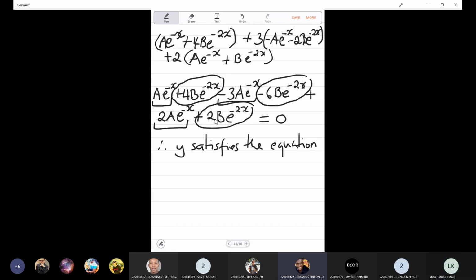Miss, do we have to check also in the question paper? What do you mean, do you have to check in the question paper? Like to prove that it satisfies the equation. This question said that's what you must do. So that is what you're supposed to do. Well, I thought we are only ending at the differentiation part. No, the question said you must prove it or show that it satisfies it. So you must show it.